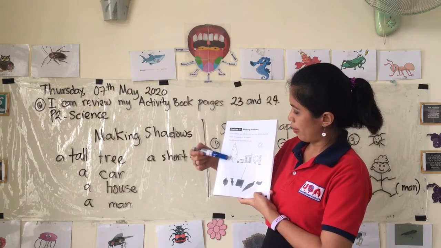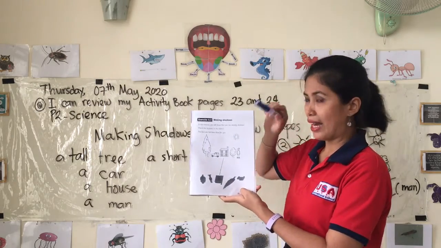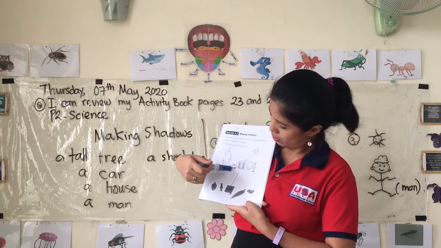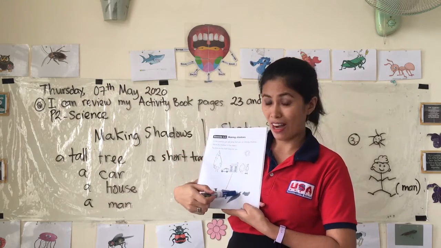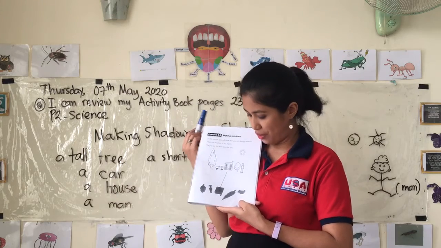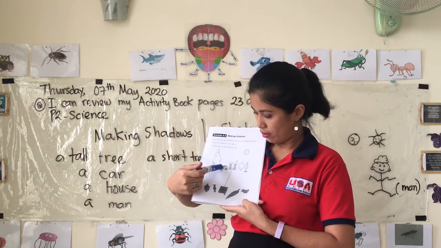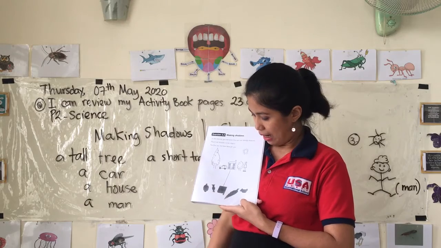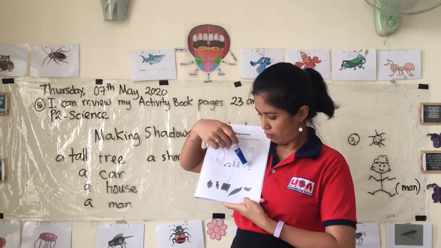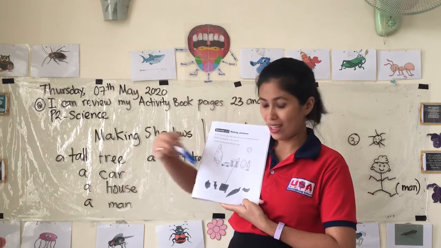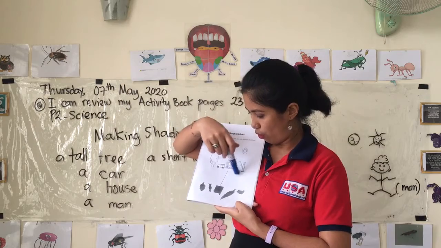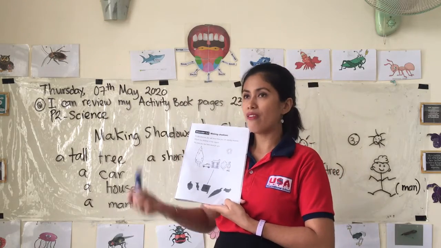Okay, so tall tree, which one? I'm just going to make an imaginary line. So here, this one, right? How about the car? Where is the shadow of the car? Over here. How about the short tree? This one, right? How about the man? Where's the shadow of the man? Over here.